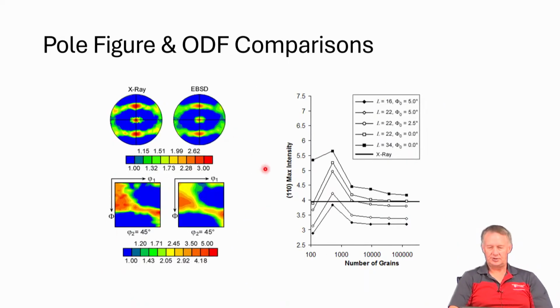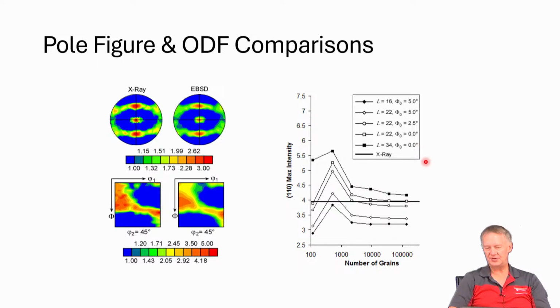All right, so just a little bit of comparison of what we get from the different types of analyses. So we're looking now at the maximum intensity. This was the 4 times random that we saw in the middle, right? When we did the X-ray with the WIMP algorithm, we got right at about 4.